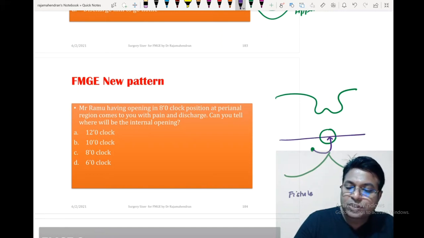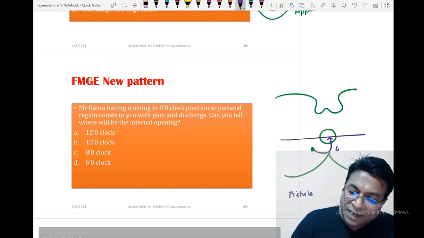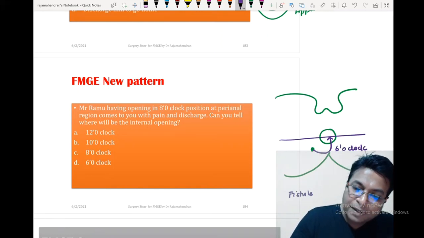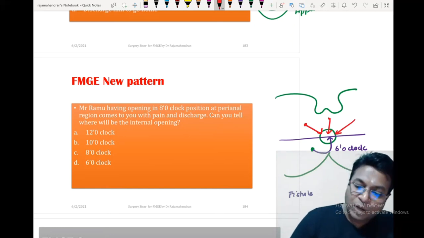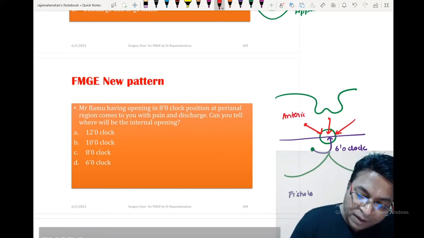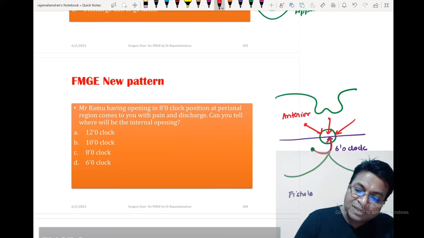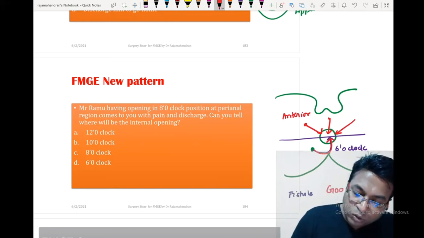So please remember, fistulas located posteriorly will open at 6 o'clock. Anteriorly located fistulas will drain straight in the same position like this. What is this rule? So anterior fistulas will drain straight. Posterior fistulas will drain at 6 o'clock. This rule is known as Goodsall rule.